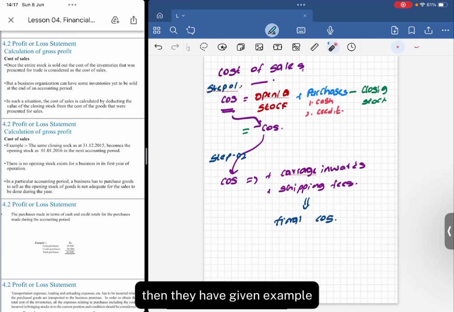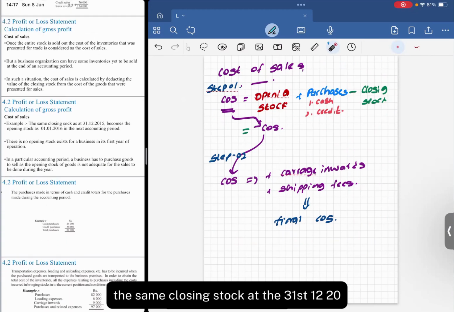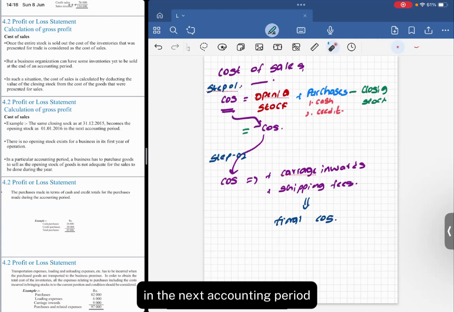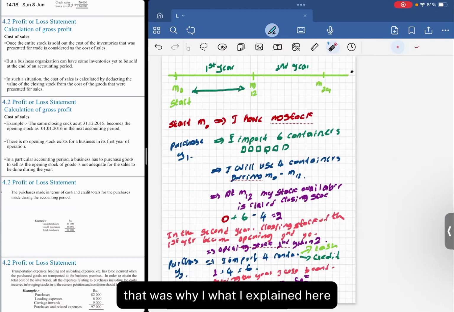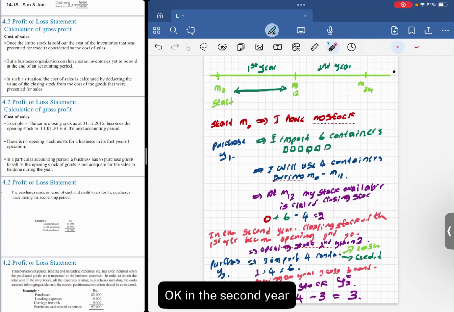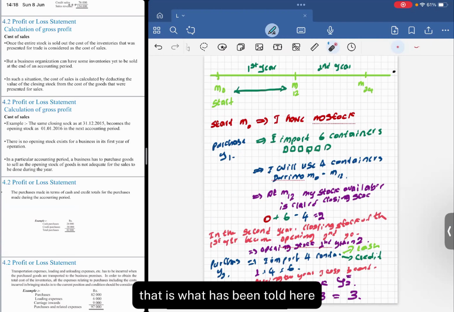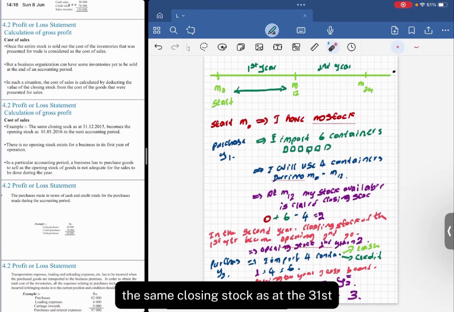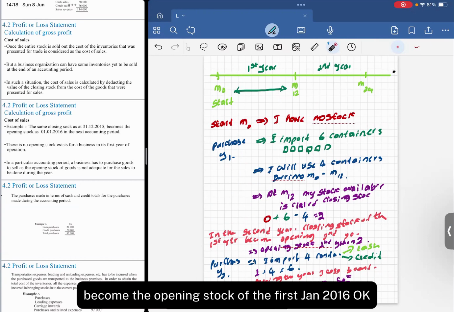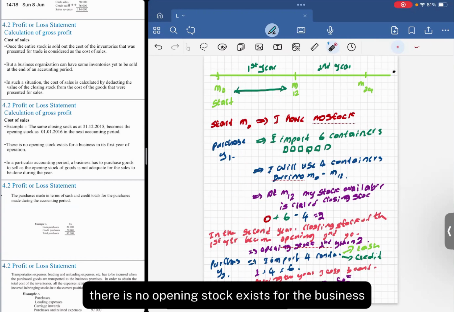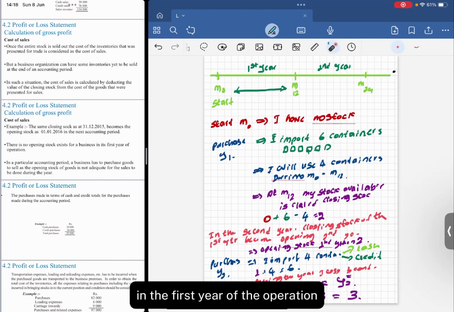Right? Then they have given an example. The same closing stock at 31st December 2015 becomes the opening stock of 1st Jan 2016 in the next accounting period. That is what I explained here. In the second year, the closing stock of the first year becomes the opening stock of the second year. That is what is being told here. The same closing stock as at the 31st December 2015 becomes the opening stock of the 1st Jan 2016. There is no opening stock for the business in the first year of operation.